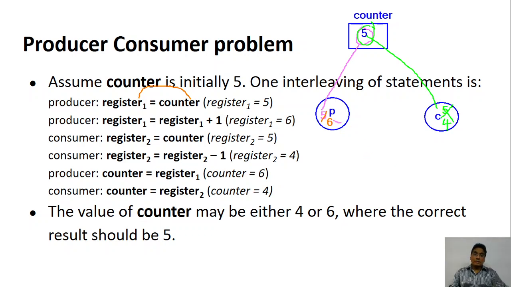Now, if the producer writes it back, the producer will write and say that this is 6. But after some time, if the consumer comes and says, no, I have removed one item, so let me go and rewrite it, the consumer will write and say it's a 4. Now both are wrong. Why are both wrong?